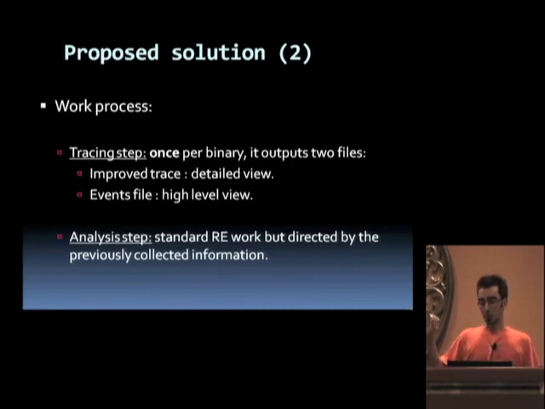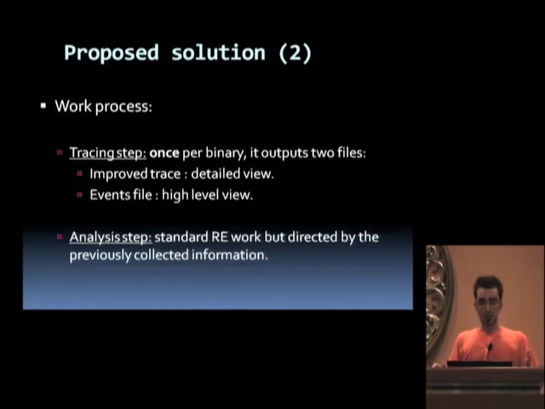The output of this tracing framework is two files. The first one is an improved trace. By improved trace, we mean a very detailed view of what's happening during an execution. The second output is an events file, which is a more high-level view of what's happening during the execution. I'm going to describe the improvements and the events which we detect. And secondly, there is the analysis step, which is the very standard reverse engineering step. But in this case, the reverse engineering task is really based on the previously collected information.